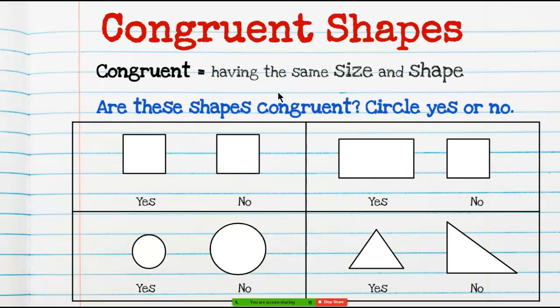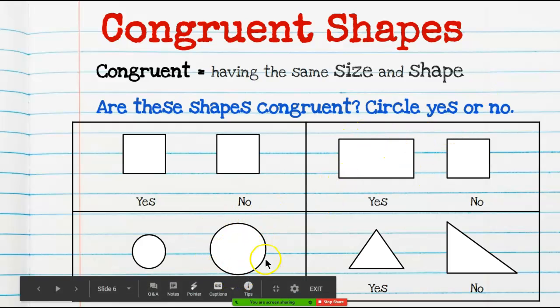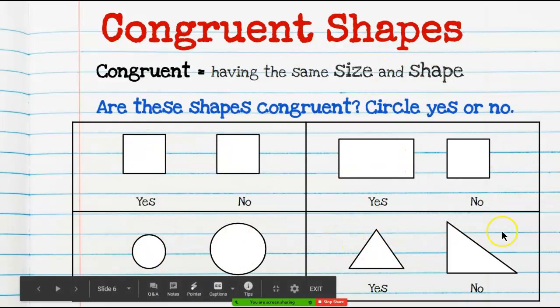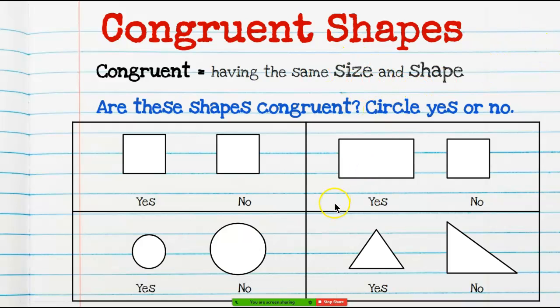Okay, so whenever you're answering your questions in Canvas today, keep in mind for polygon questions, remember polygons, all straight sides and it's closed. A circle is not a polygon. Congruent, same size and same shape. So these are congruent, all of these other shapes are not. They need to be the same size and the same shape.